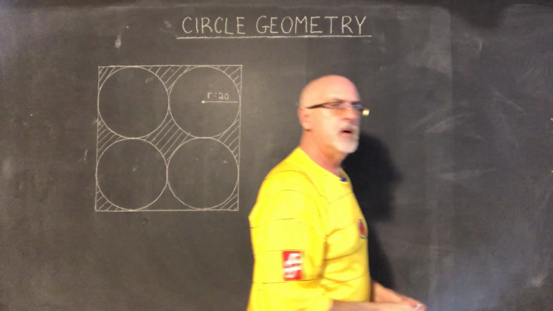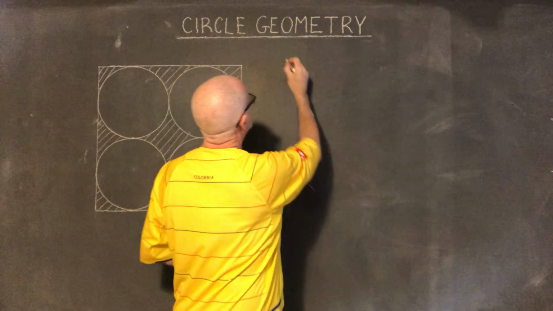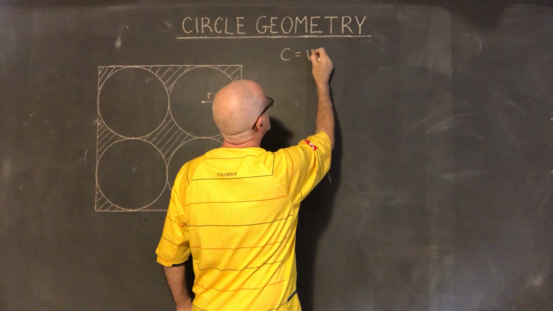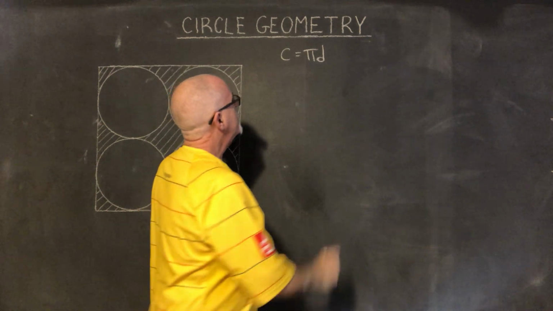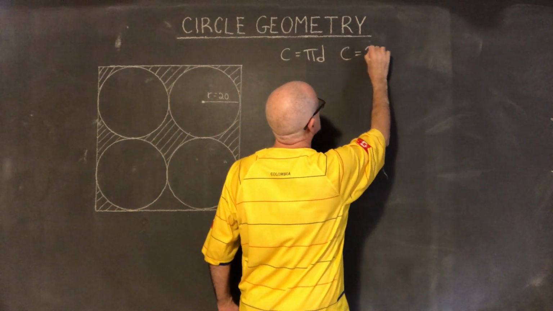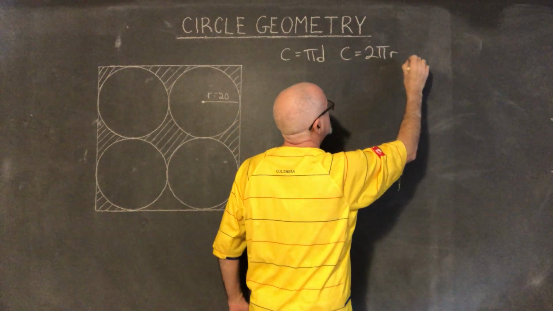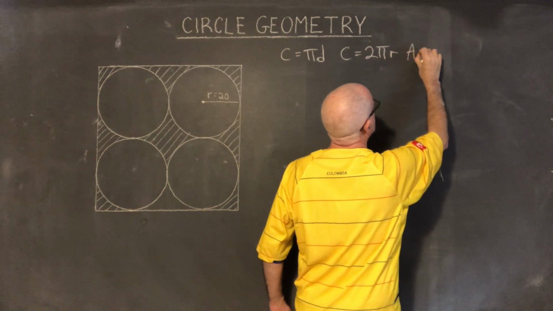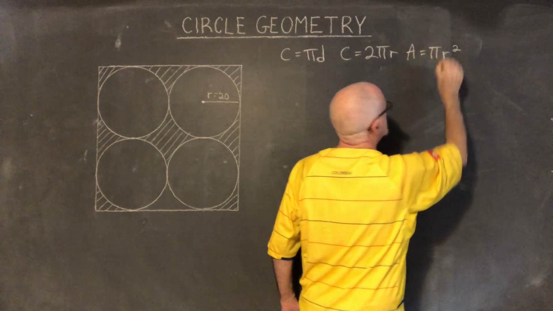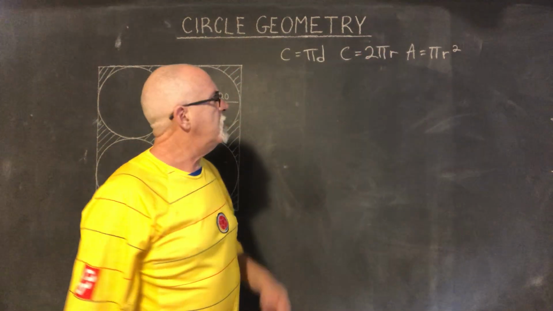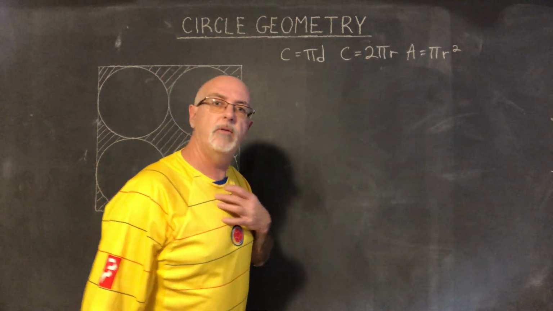And I think I'm going to put c equals pi d here. I'm not writing it in very large lettering, but just a reminder, c equals 2 pi r, a equals pi r squared, and they're sort of out of the way, so I'll just leave them there for the whole lesson, and everything's fitting nicely.